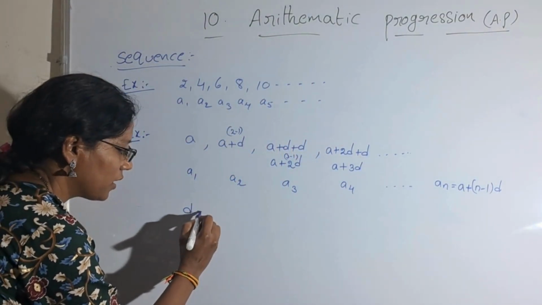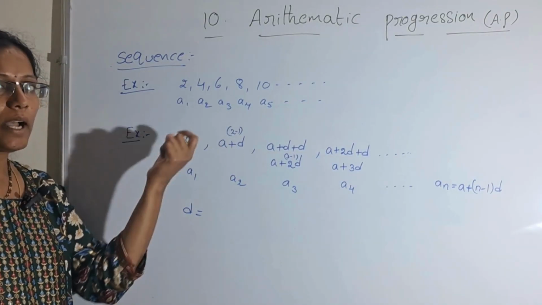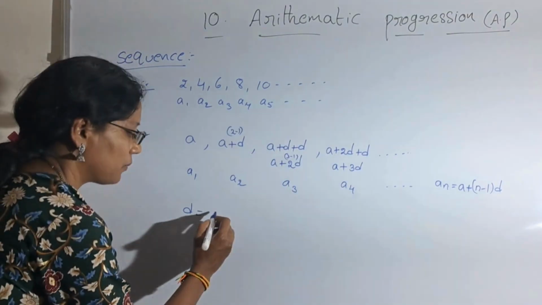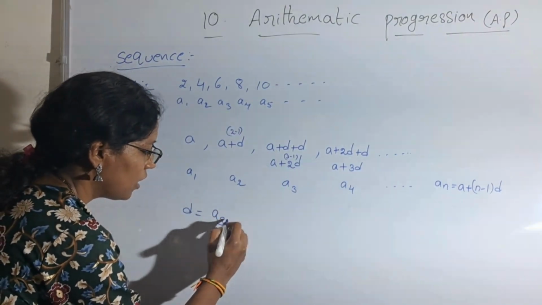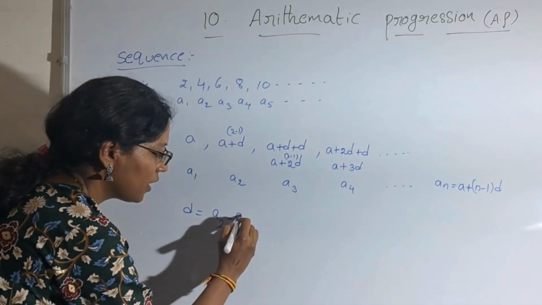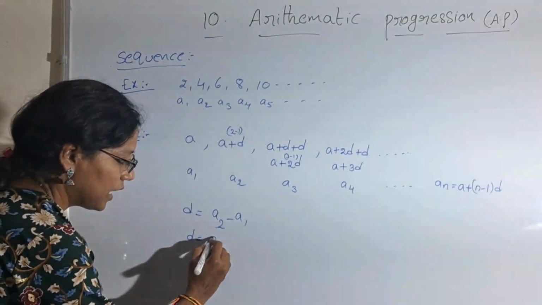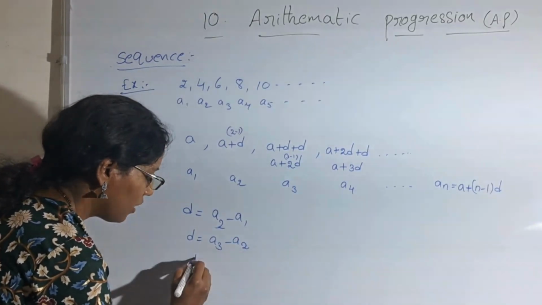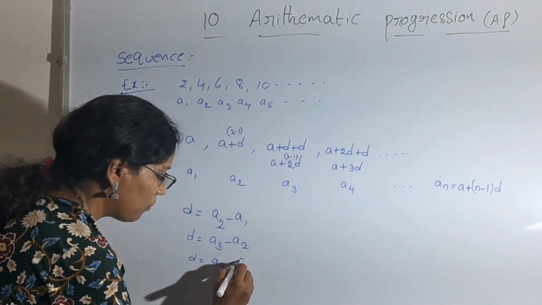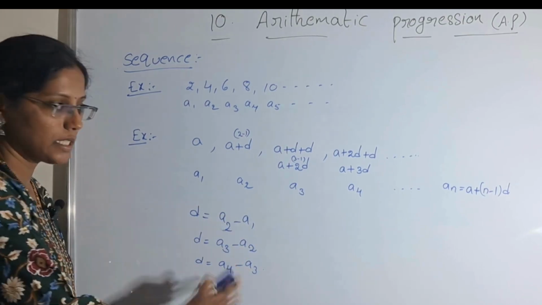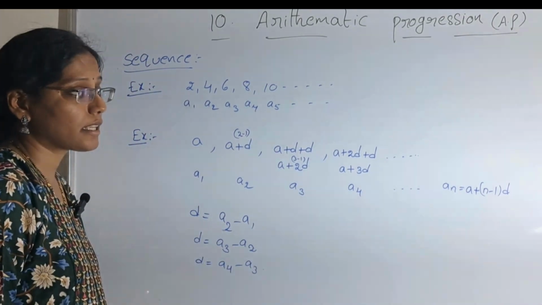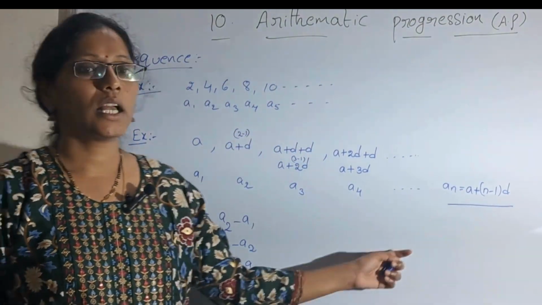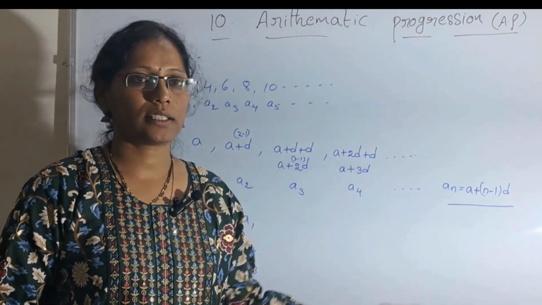Common difference, how to find out? Common difference means second term minus first term, third term minus second term, fourth term minus third term. A2 minus A1, here common difference. A3 minus A2. A4 minus A3, here common difference is same. So in the next exercise, we can use nth term of AP. This formula we can use in first exercise and second exercise.